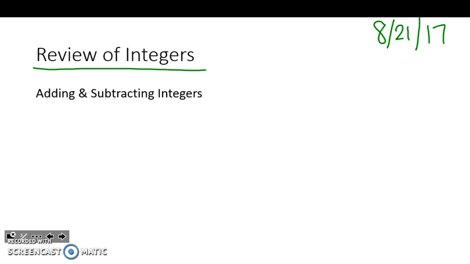Hopefully you recall that integers are any positive or negative whole number. Okay, so -5, 2, 17, -65, all of those are integers. Okay, so we're going to start with adding and subtracting integer rules. Okay, so here's our first example.